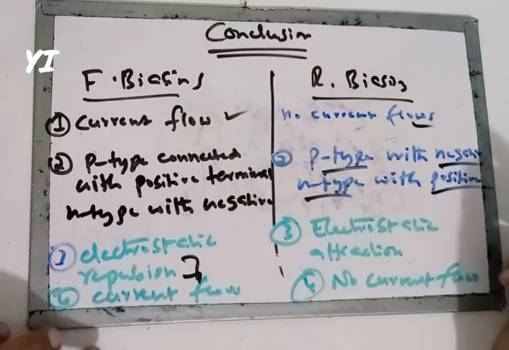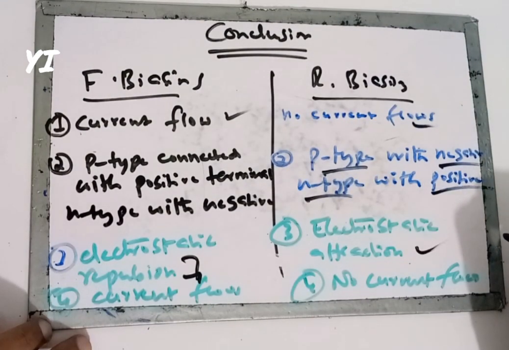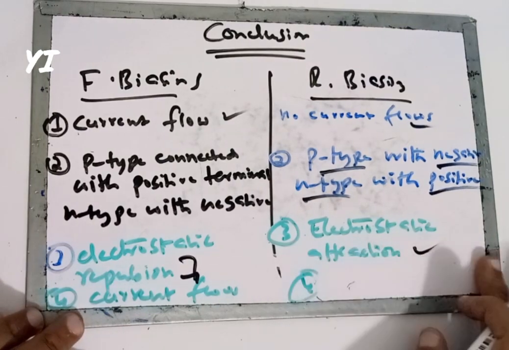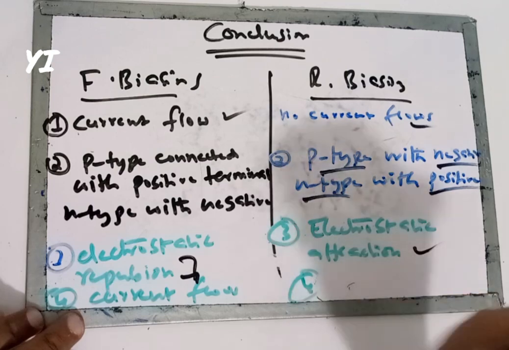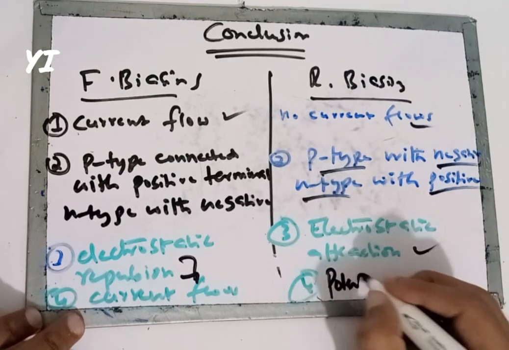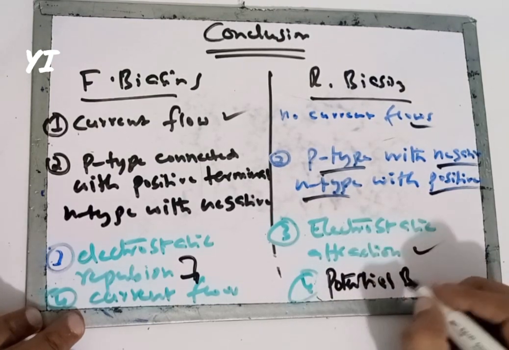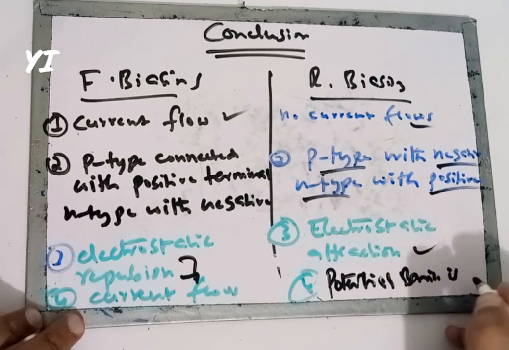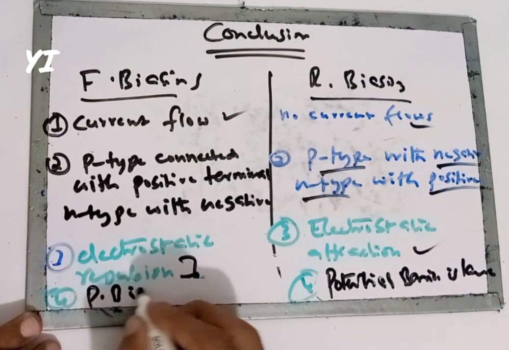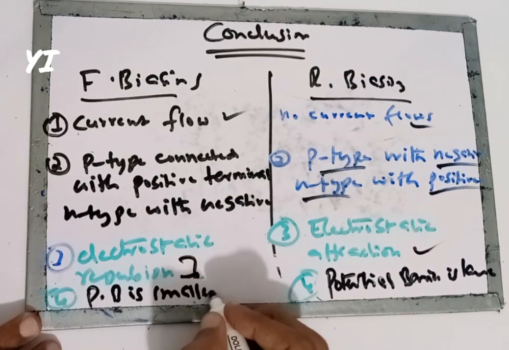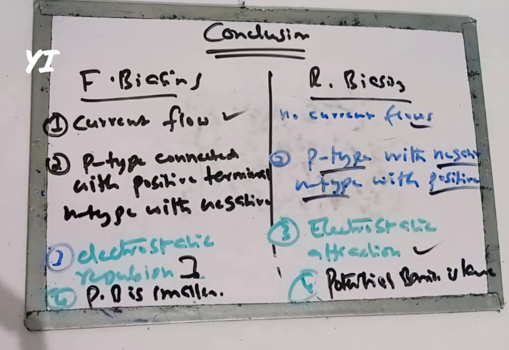So because of that there is an electrostatic attraction, and because of that electrostatic attraction the potential barrier is larger, and in forward biasing the potential barrier is smaller. I hope you have understood the lecture.